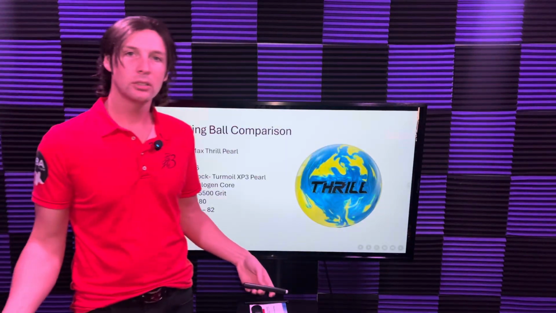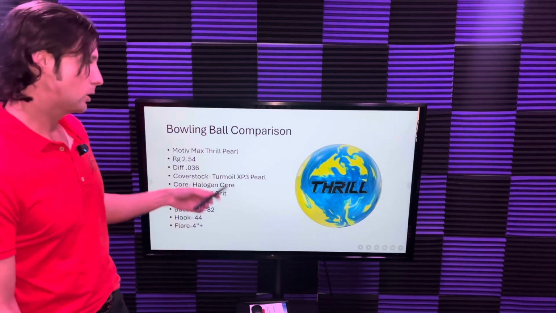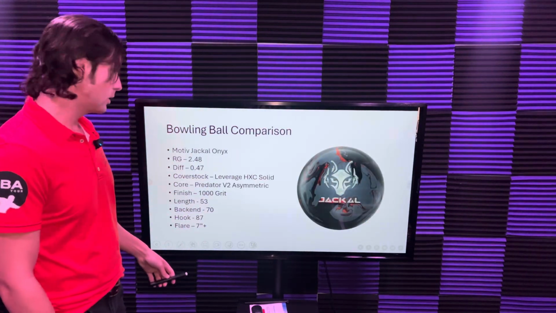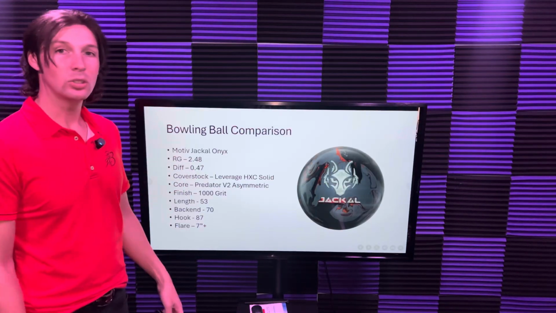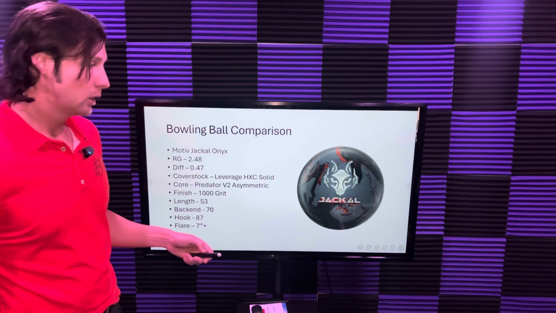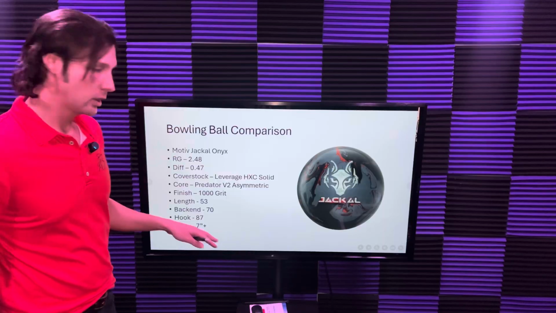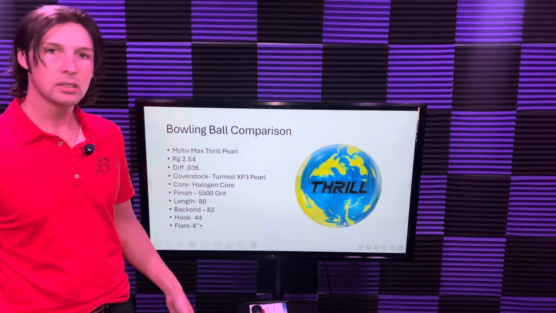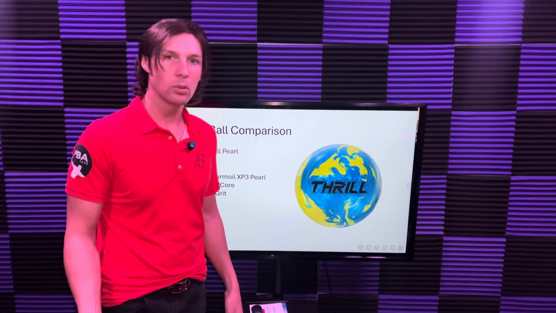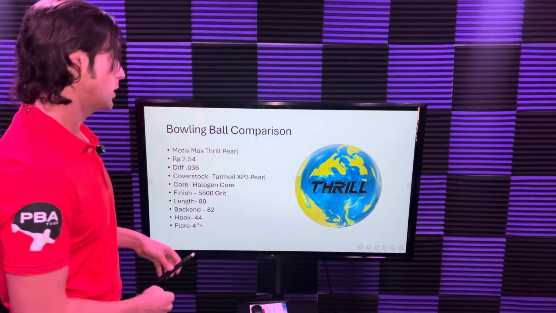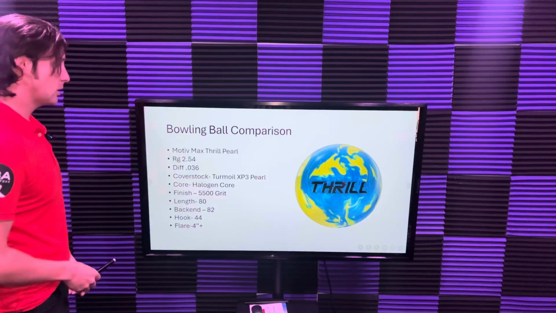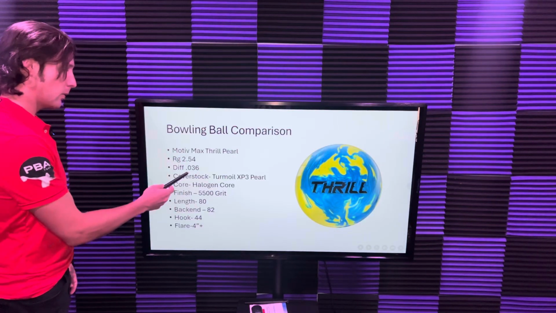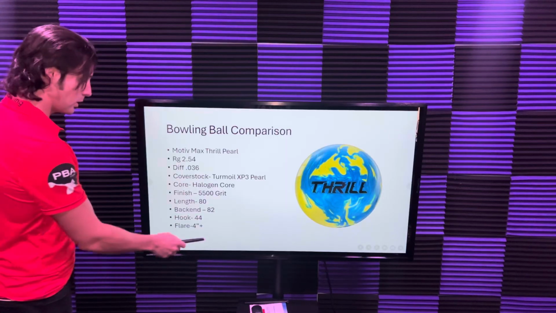All right, so in the first bowling ball comparison, we're going to be talking about the Max Thrill, which is super, super weak, and the Jackal Onyx, which is super strong. So it's total opposites, and you'll see that clear as day. But you'll have to know this whenever you're picking your bowling balls for your arsenal. So just by looking at the numbers, look at this right here. This is the RG 2.54, differential is 0.036.